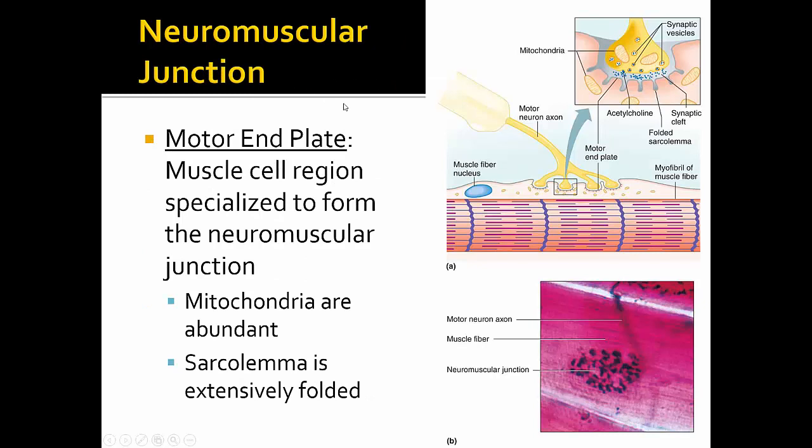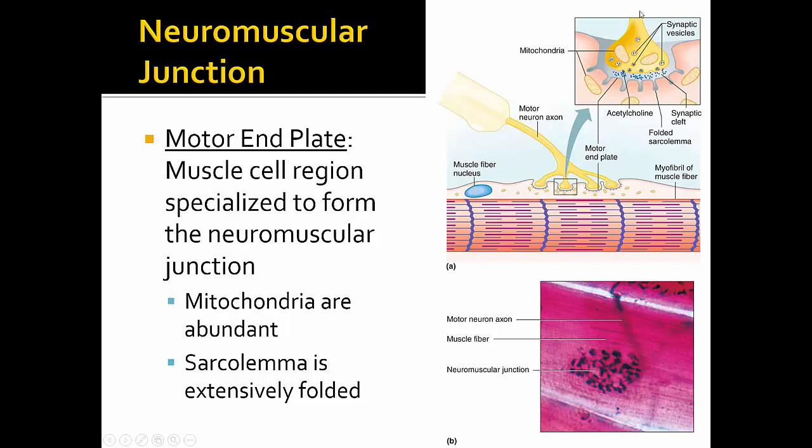At the neuromuscular junction, which is here, where the neuron meets the muscle, you have a motor end plate, which is the area of the muscle cell region that's specialized to form the neuromuscular junction. So this is the muscle cell, and you can see it has these folds around the end of this motor neuron axon. It's folded and specialized to meet these synapses. Lots of mitochondria around there, needs lots of energy, and the sarcolemma is folded.